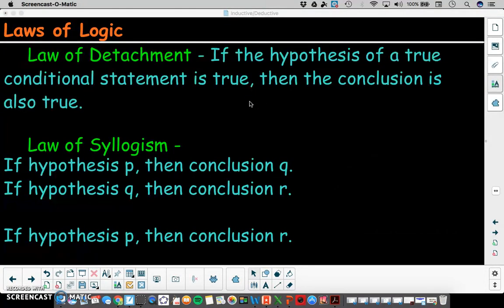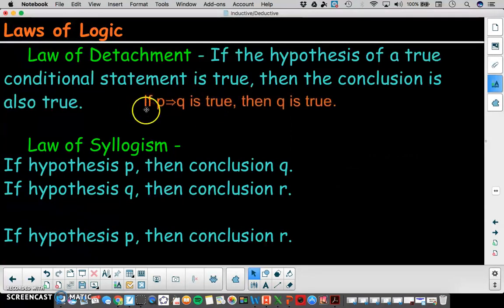We have two laws of logic that we will use with deductive reasoning. First is the law of detachment. If the hypothesis of a true conditional statement is true, then the conclusion is also true. So here's an example. If P implies Q is true, so if that whole conditional statement is true, then we can reach that conclusion. That logical argument would consider this being our given information, then we can conclude Q.